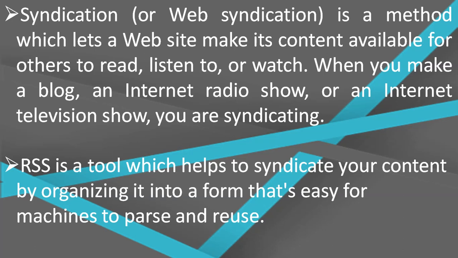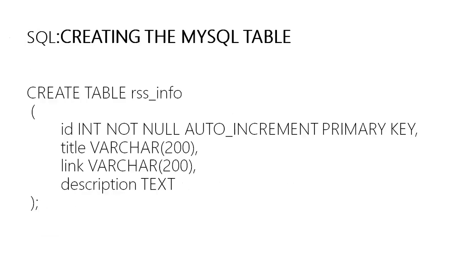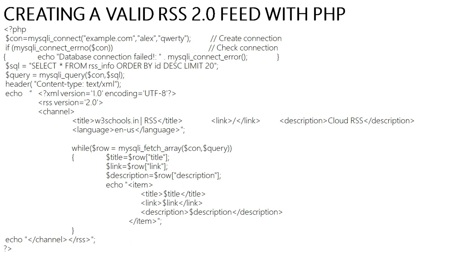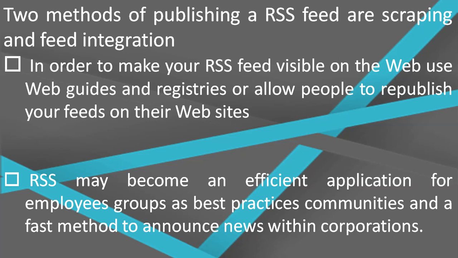So normal HTML, XML, or DHTML is not sufficient for news sites, blog sites, television show sites, any channel, or radio site. So here we require RSS and syndication. That's why it is very important.